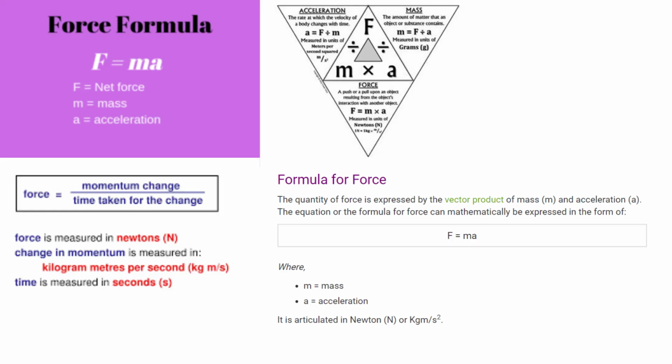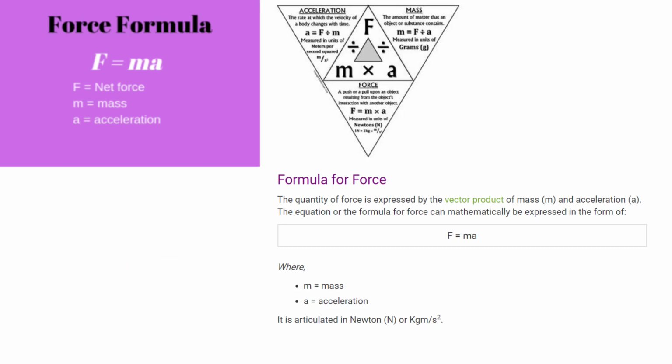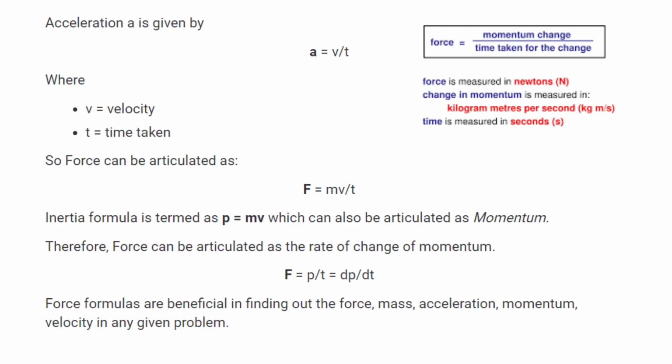Formula for force. The quantity of force is expressed by the product of mass, m, and acceleration, a. The equation or the formula for force can mathematically be expressed as F equals ma, where m equals mass and a equals acceleration, and force is expressed in Newton, N, or kg·m/s². Acceleration a is given by a equals v by t, where v equals velocity and t equals time taken. So force can be expressed as F equals m(v minus u) by t.